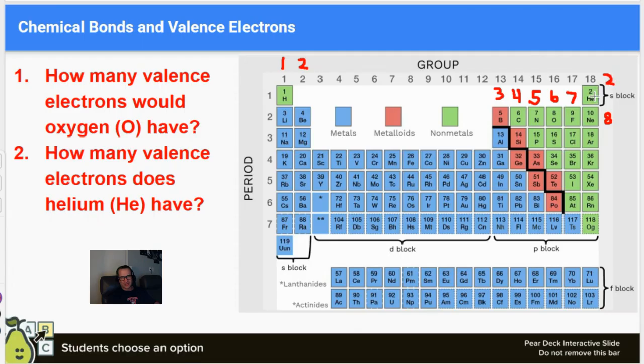So helium's got 2. It's a noble gas. It does not want any more because that first shell of electrons only holds 2. The rest of these noble gases, their outer shell holds 8. So the answer was 6 for oxygen, 2 for helium. The rest of the noble gases have 8. And remember, all these guys, carbon, silicon, phosphorus, sulfur, they all want to move over. They all want to get an electron configuration, or an outer shell filled with electrons, just like the noble gases here on the far right.